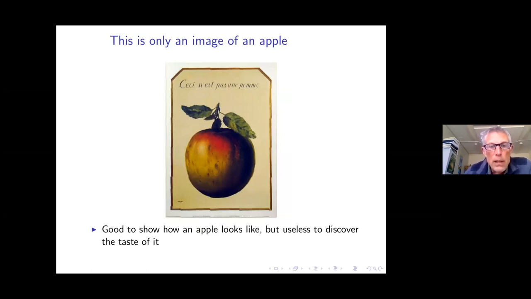And if you think of that, this has big consequences, because this image is perfect if you want to show someone what an apple looks like, fine. But if you want this person to discover the taste of an apple, this image is just useless. So you understand clearly that when you represent something, it can only give you part of the real thing, and we have to keep that in mind in what follows.